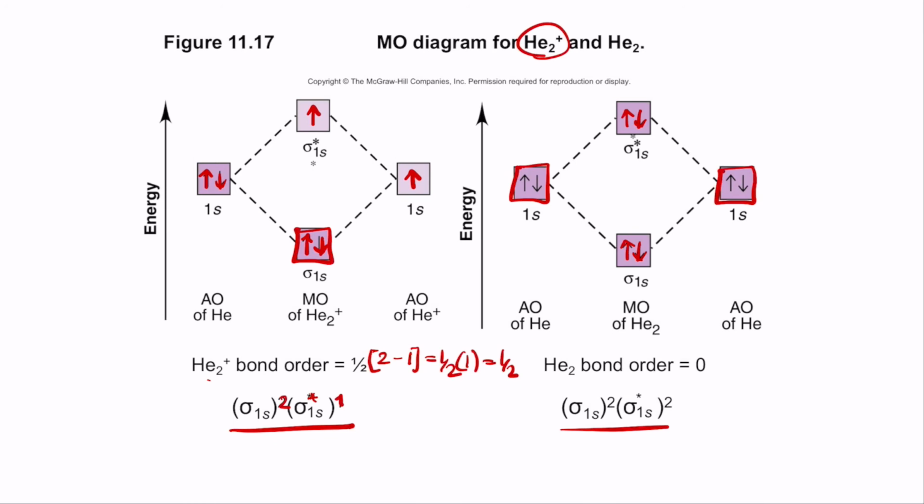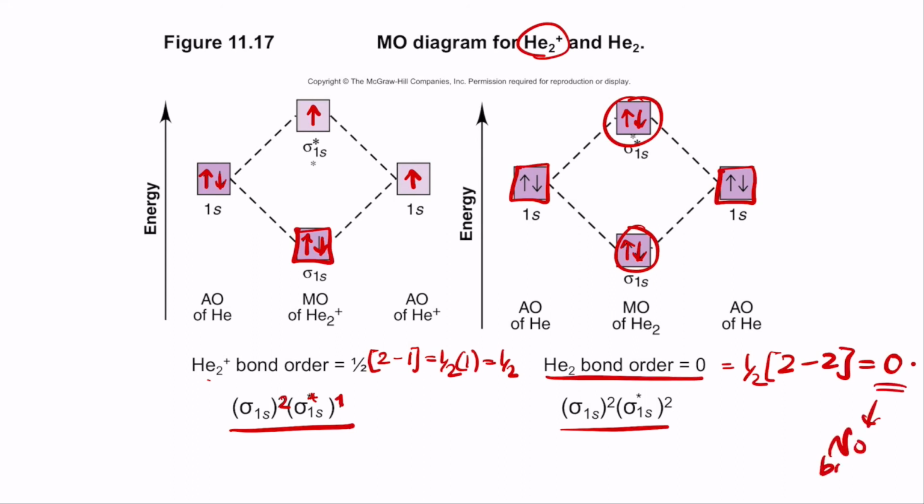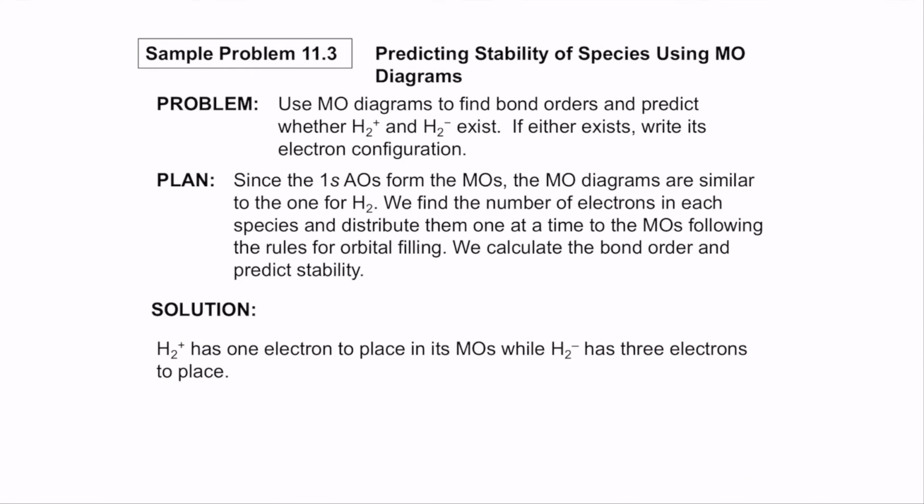And when you calculate the helium bond order, it is half of, in the bonding orbital we have 2 and in the anti-bonding orbital we have 2. So we end up with 0. Whenever you see a bond order of 0, it means that there is no bond, so there is no bond formation in that structure.